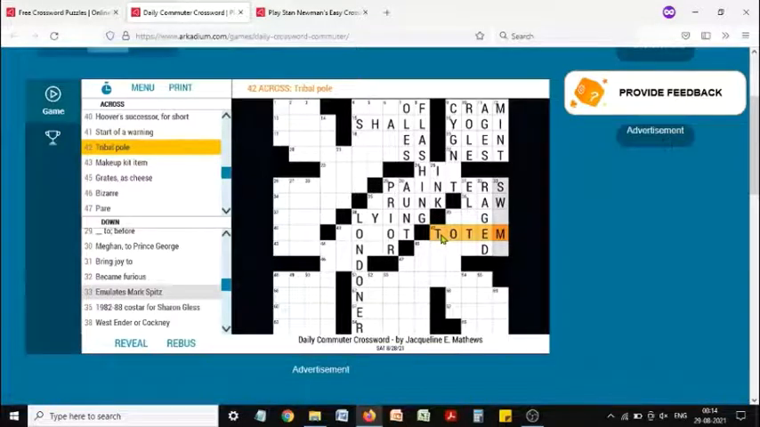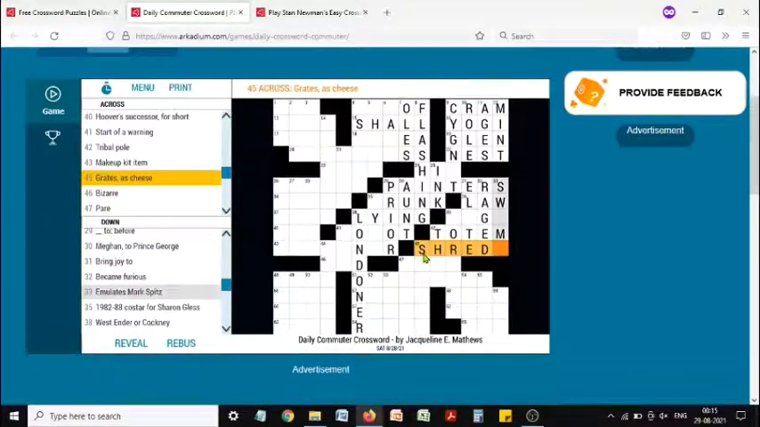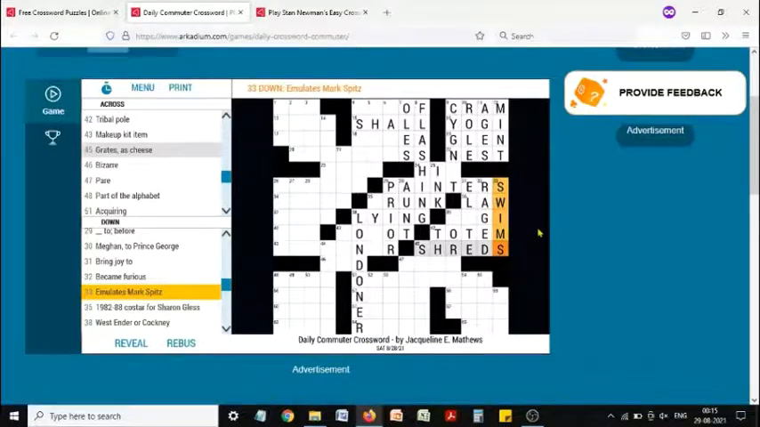Okay, so usually in tribal cultures, you'll see a pole which is erected, which has carvings, and it is often prayed to, or it is often considered to be holy. So that's called a totem pole. Grates as cheese. So to grate something, as you would grate cheese, is to shred. And because it says grates, plural, it's shreds. Now this becomes easy. Emulates Mark Spitz, so Mark Spitz must have been a swimmer.